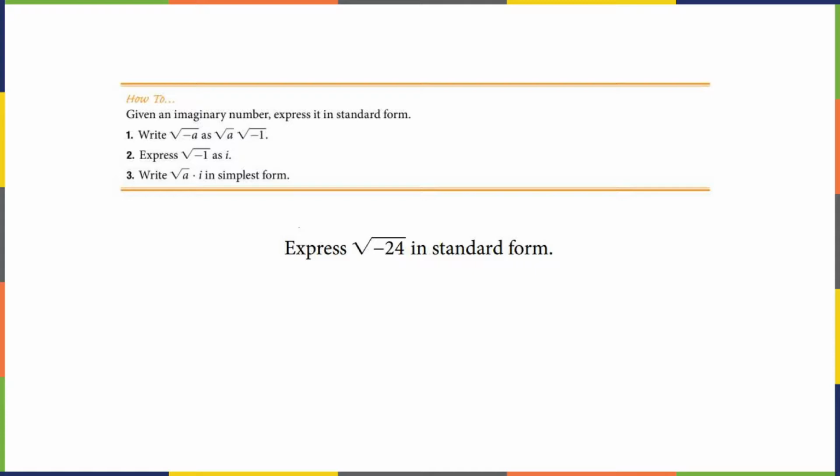So here, let's go ahead and start by just breaking this up a little bit. I could very simply call this 24 times -1 underneath the square root. And that's really the square root of 24 times the square root of -1, which is the square root of 24 times i, where i is outside of the square root. However, this is not simplest form because square root of 24 is further simplifiable.